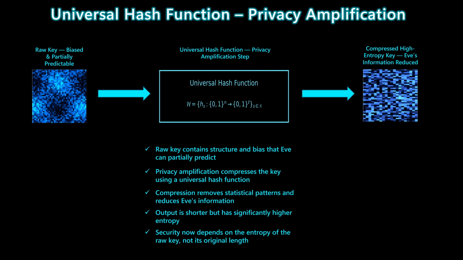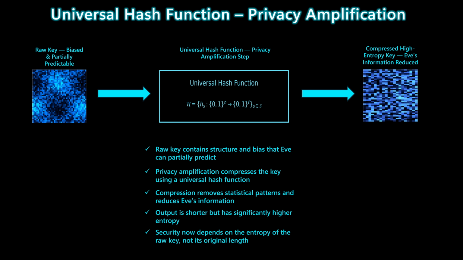This isn't a classical hash like SHA-256. In quantum cryptography, we use specially constructed hash families that guarantee information-theoretic security, even if Eve has quantum side information. What the hash function does is compress the raw key into a shorter output. And that compression is not a disadvantage, it's the entire point. By shrinking the key, we remove the correlations that Eve relies on and drive the entropy per bit much higher.